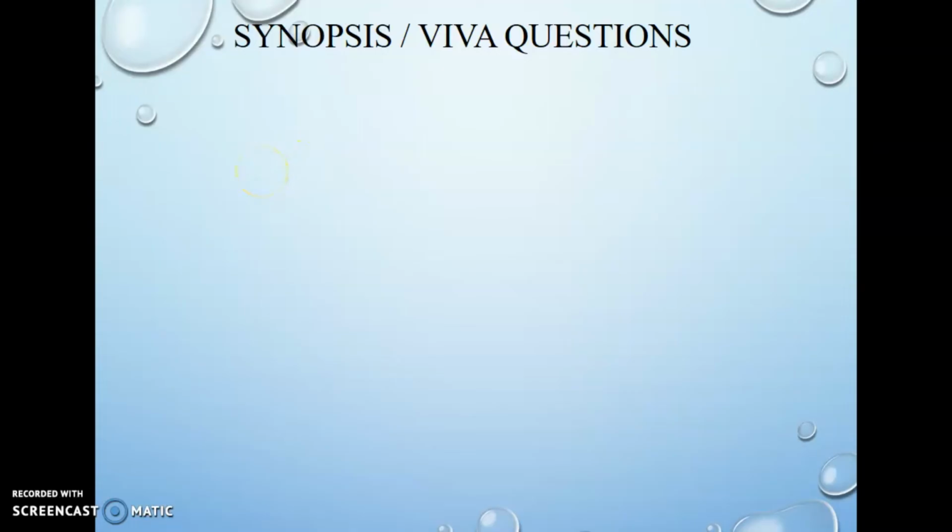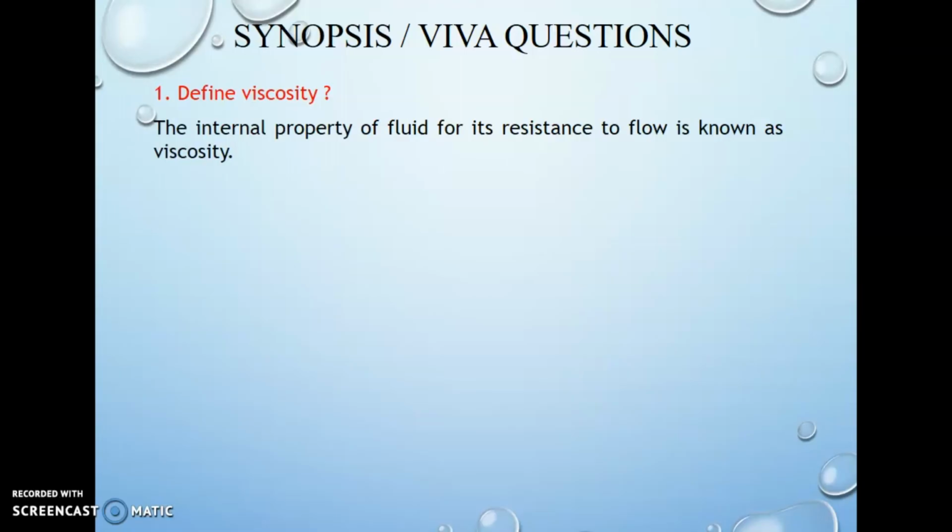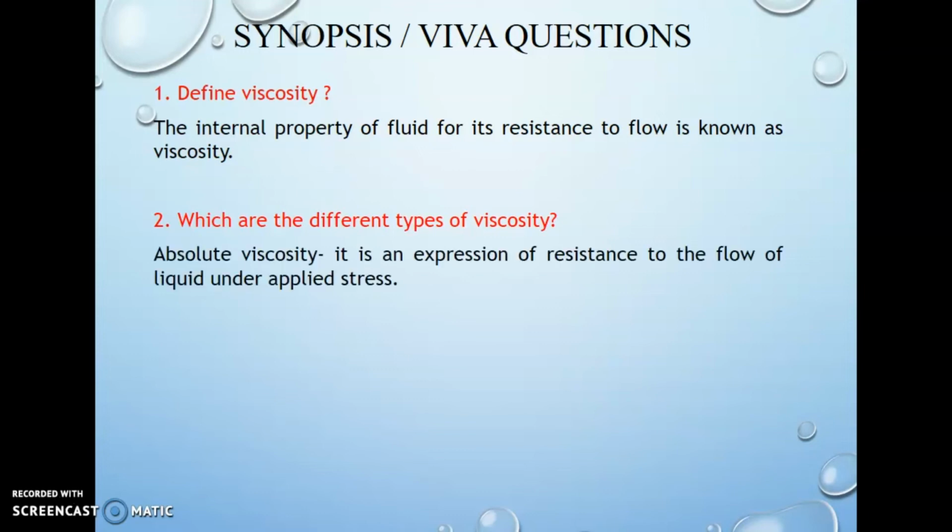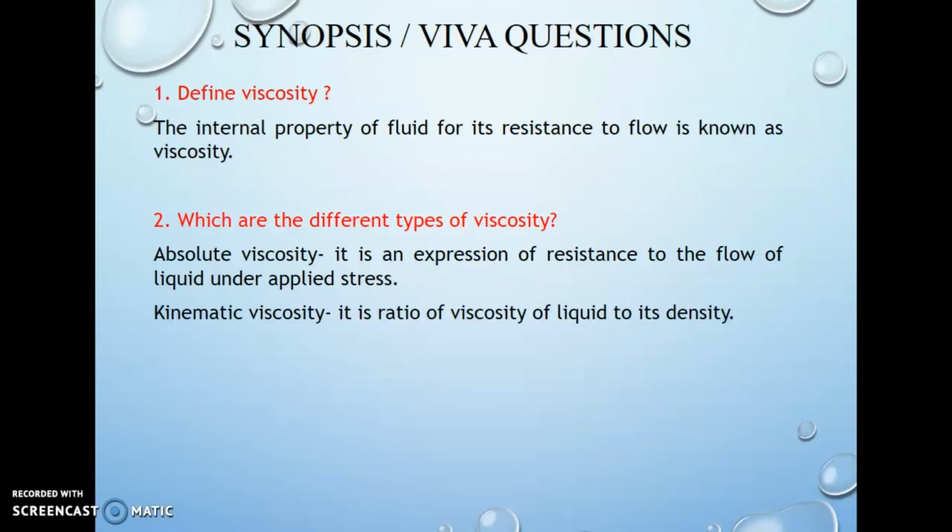So, the probable questions asked in synopsis and viva are: first question, define viscosity. The internal property of a fluid for its resistance to flow is known as viscosity. Second question, which are the different types of viscosity? First type is absolute viscosity. It is an expression of resistance to the flow of liquid under applied stress. Second is kinematic viscosity. It is the ratio of viscosity of a liquid to its density.